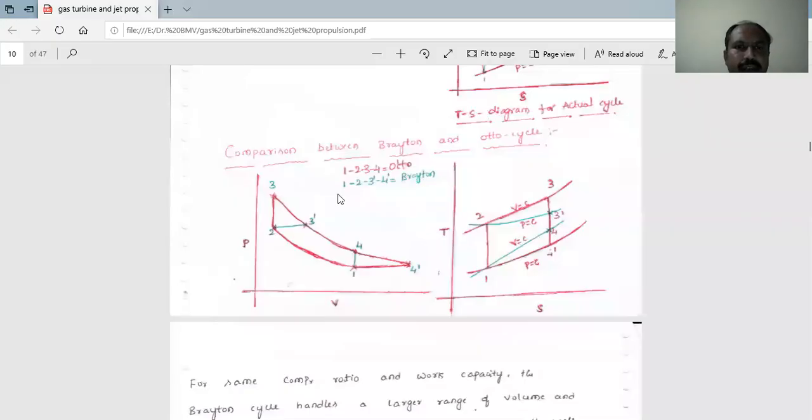Once again, I will start with the comparison between the Brayton and Otto cycle. The Brayton cycle and Otto cycle PV diagram is as shown in the figure here. The Otto cycle you can call a constant volume cycle. That curve is represented here as 1, 2, 3, 4, 1. This is in the PV diagram.